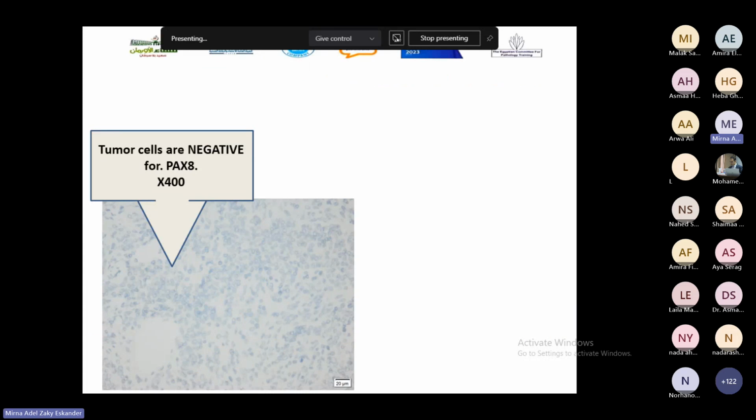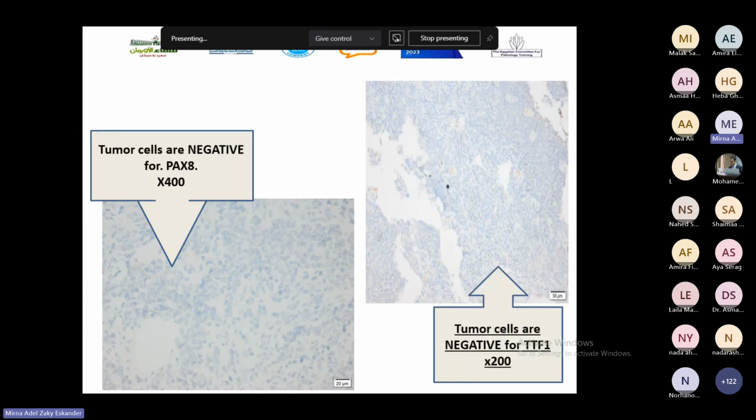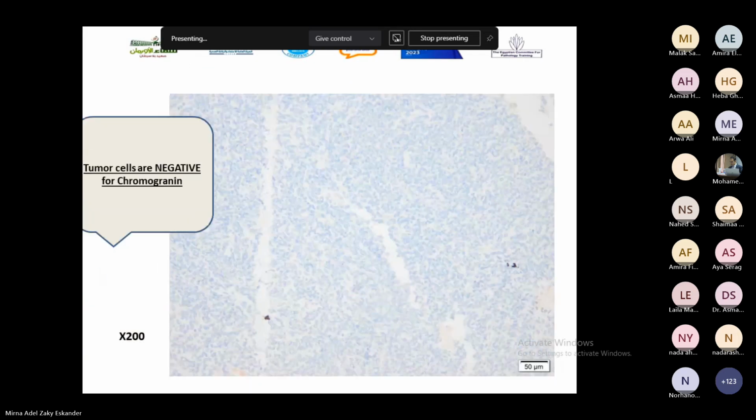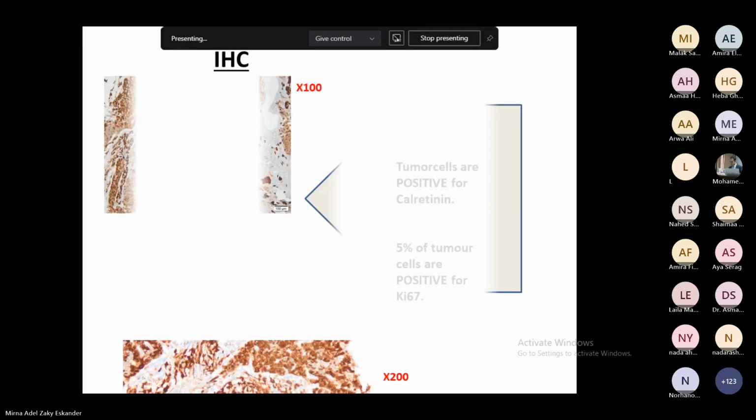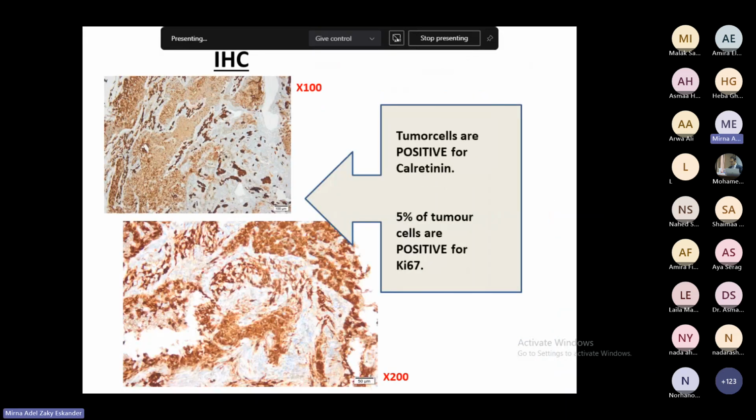Also, the tumor cells were negative for PAX8. And on the power 200 for TTF1, the tumor cells also gave negative results. We have done chromogranin, which also gave negative results. We have done calretinin, which gave positive results for the tumor cells, and 5% of them were positive for Ki67.